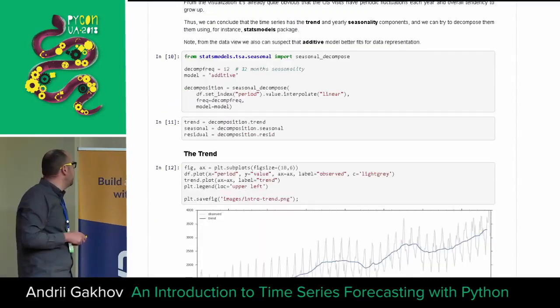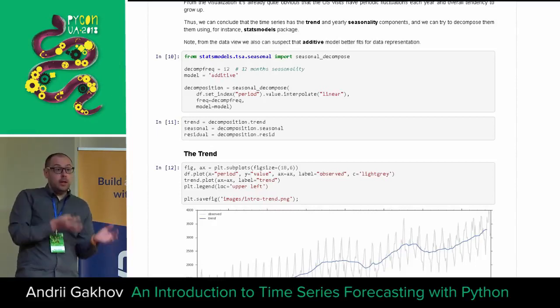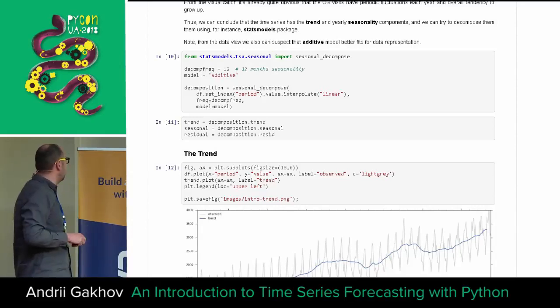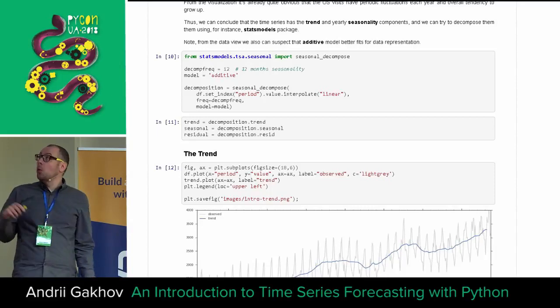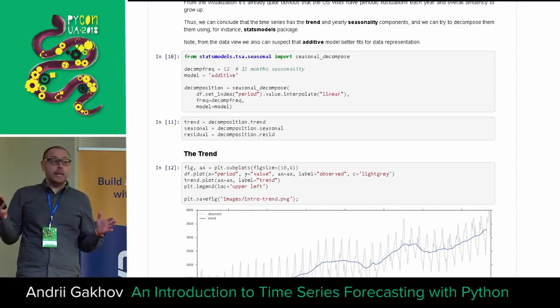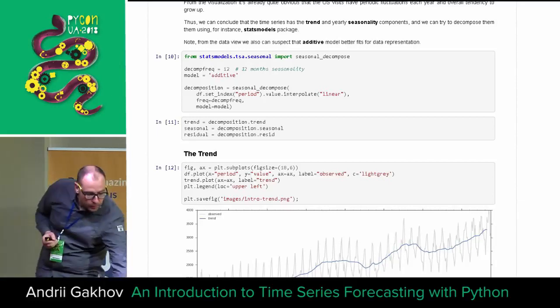And now what we can do is try to extract the trend, seasonality, and some residuals, the rest of what can be in the data. This is where the choice of model matters. I will use the additive model, and I will use the StatsModels package, which I will talk about a little bit later. I see there is a perfect yearly seasonality, which is why I say it's a 12-month seasonality here. Then I just use the decomposition model.